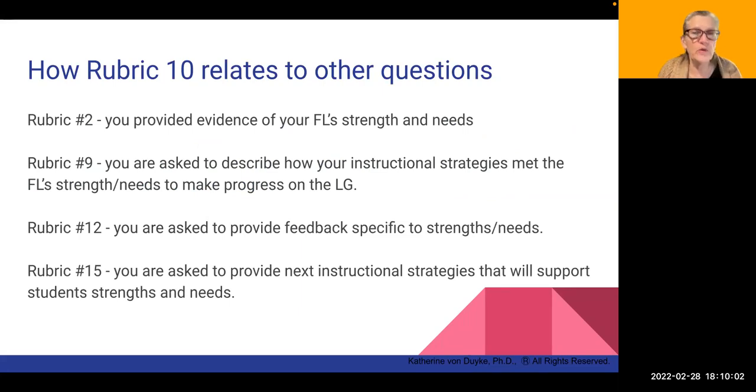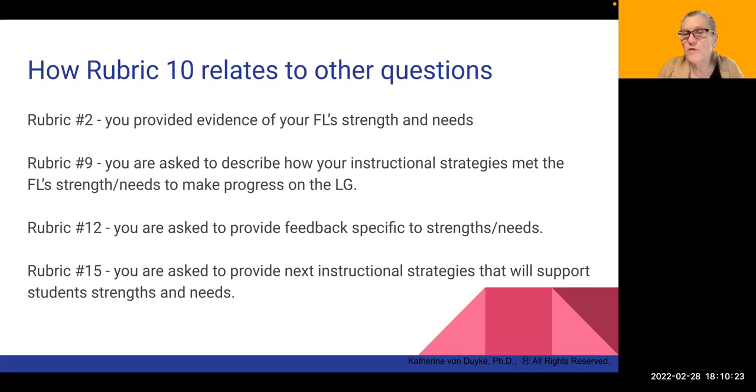In Rubric 2, you would have provided evidence of your focused learner strengths and needs. In Rubric 9, you were asked to describe how your instructional strategies met their strengths and needs to make progress on the learning goal. So now in Rubric 10, you're looking at the ones that you did that could have been adjusted, tweaked, changed, more successful than perhaps what you did before.